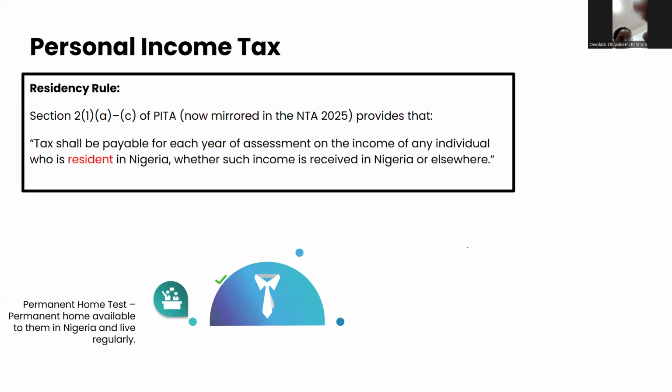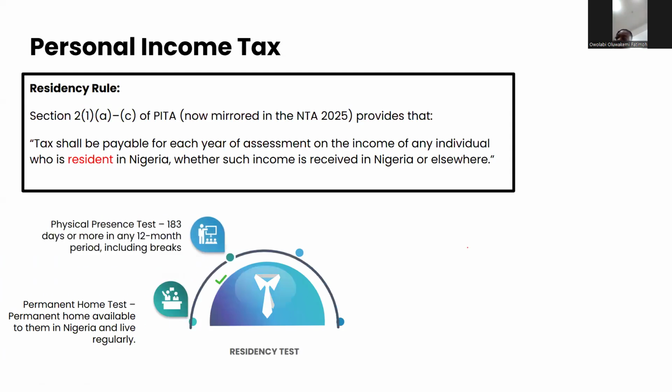So a permanent home is available to you in Nigeria and you live there regularly. So that is the permanent home test. By that, the residency rule already applies to you. The second one is the fiscal presence test. If you have stayed 183 days or more in a 12-month period, then the residency rule applies to you.